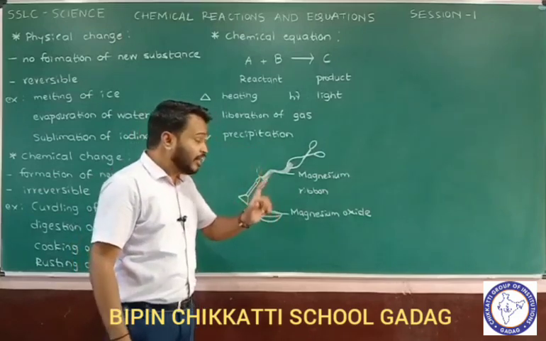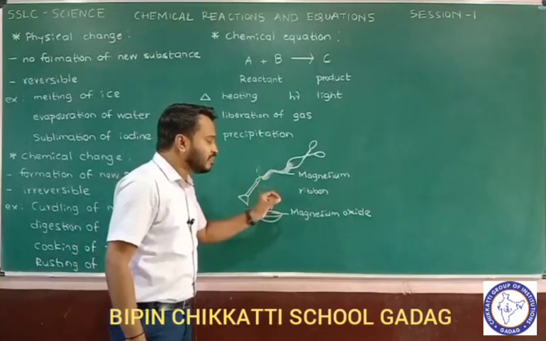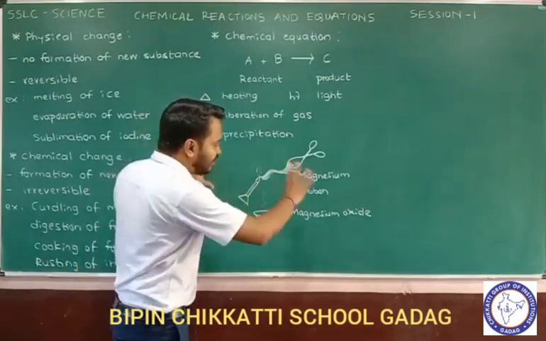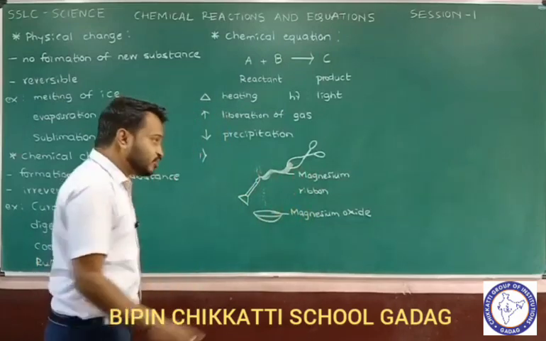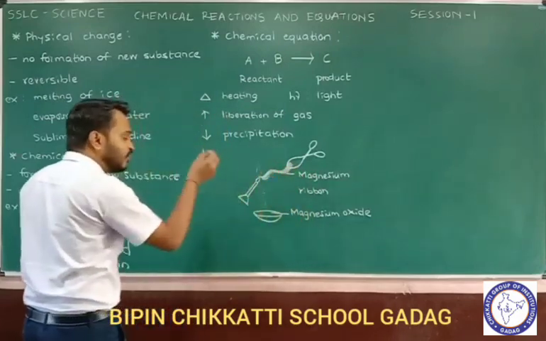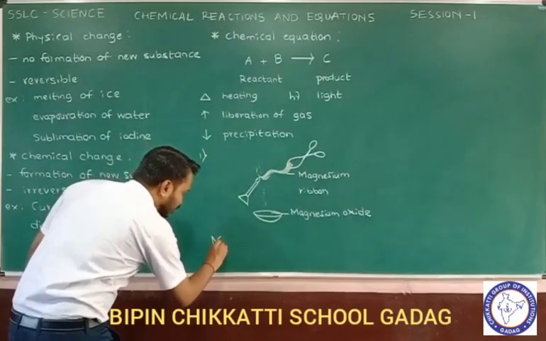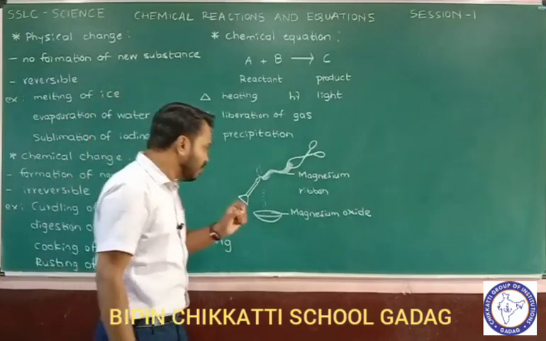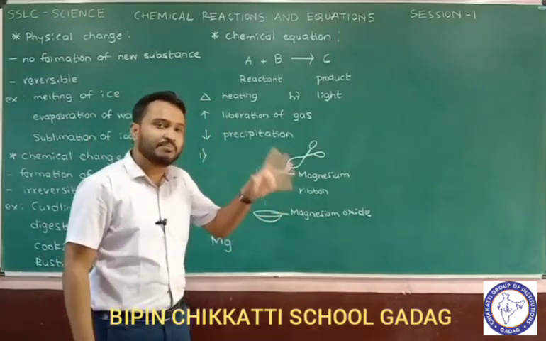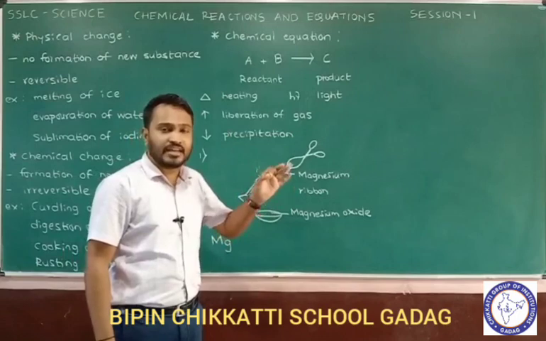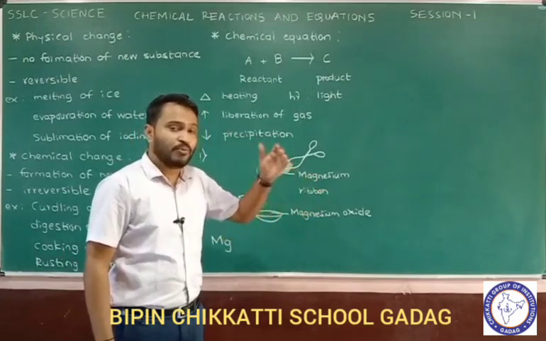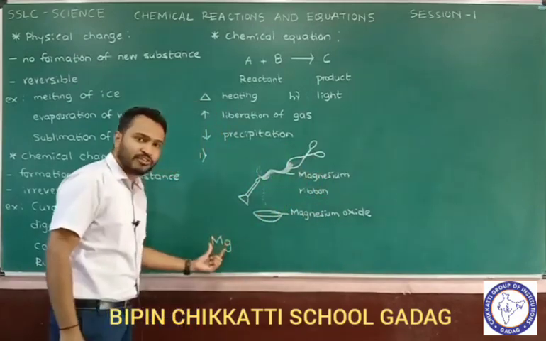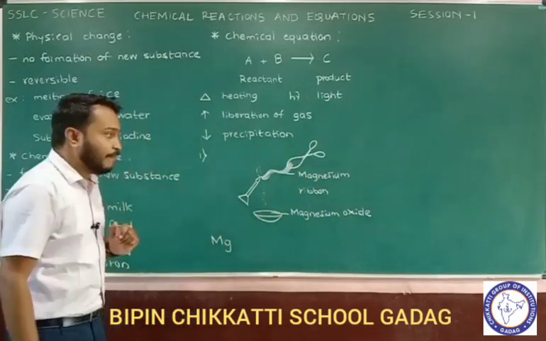Now I told you already, a chemical change can be represented in the form of a chemical equation. So now we learn how to write this chemical change in the form of an equation. What is the original substance we have? Magnesium, which I am going to write here as Mg. I hope you remember elements are represented by symbols. I repeat, elements are represented by symbols, whereas molecules are represented by formulas. Magnesium is an element, therefore we have a symbol for it, Mg.